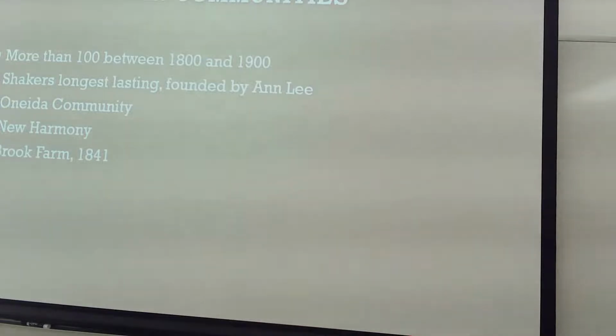The Shakers are the longest lasting. They are still lasting. They have changed some of their rules because originally Shakers were celibate, which means your community will die out. It was founded by a woman named Ann Lee, and they viewed God as both a man and a woman. Christ is the masculine version, Mother Ann is the feminine.